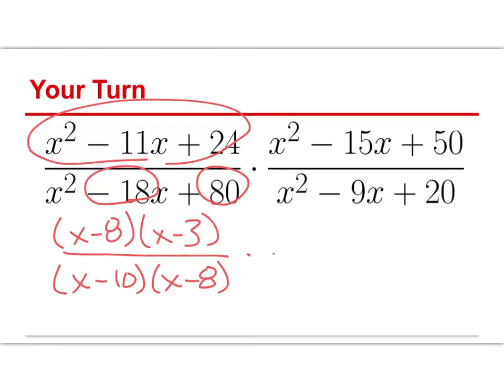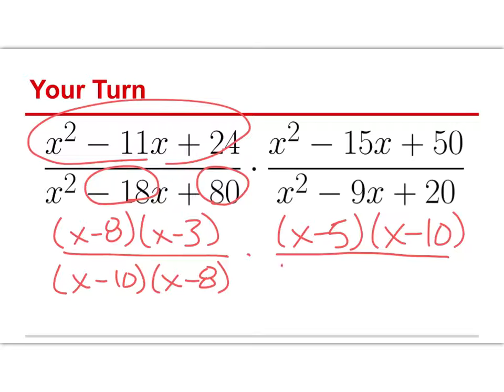We go to the second numerator. Let's make that fraction bar look a little nicer. We have x squared minus 15x plus 50. This factors as x minus 5 times x minus 10. And the second denominator will factor as x minus 5 times x minus 4. Negative 5 times negative 4 makes positive 20. Negative 5 plus negative 4 makes negative 9. So we have effectively factored both numerators and both denominators.